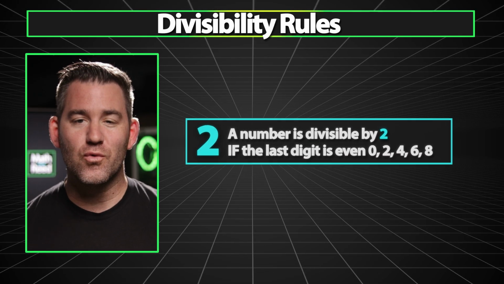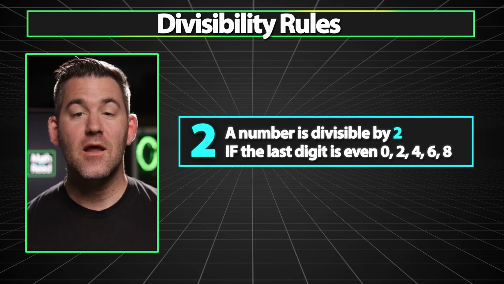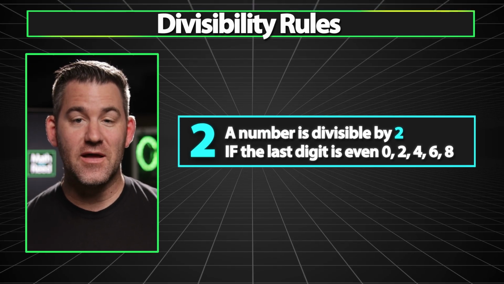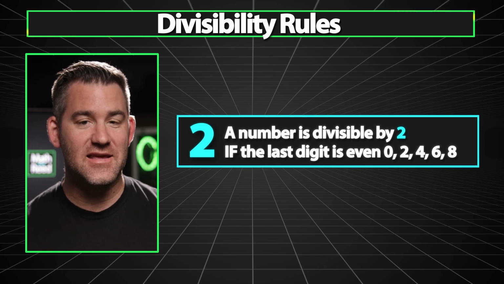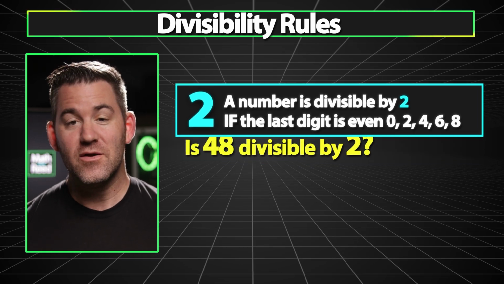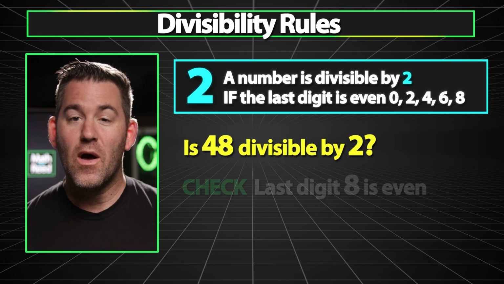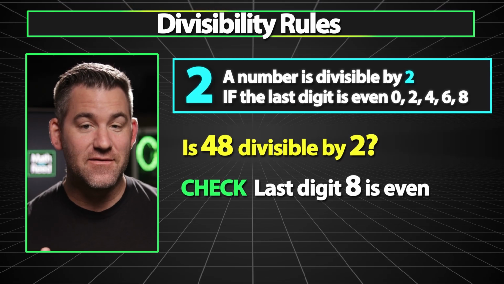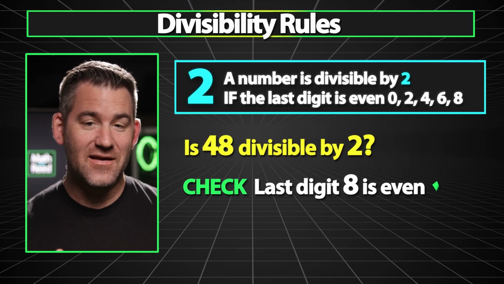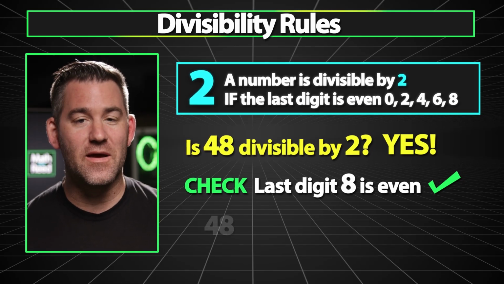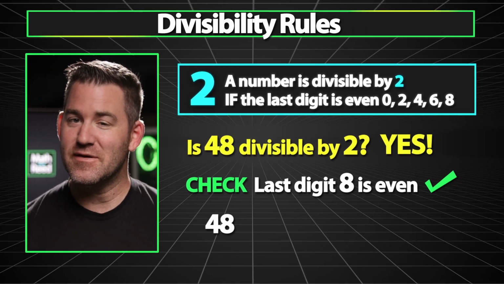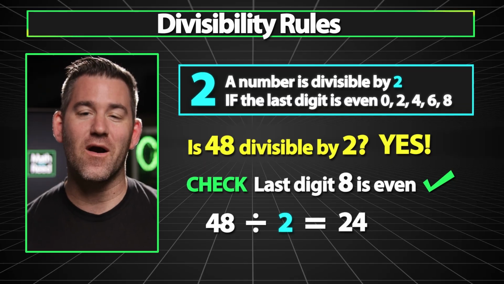Let's start with the rule for twos. A number is divisible by 2 if the last digit is even. For example, here we have 48. Well, the last digit is 8, and 8 is even, so 2 must go into 48. And if we divide, we're going to get 24.